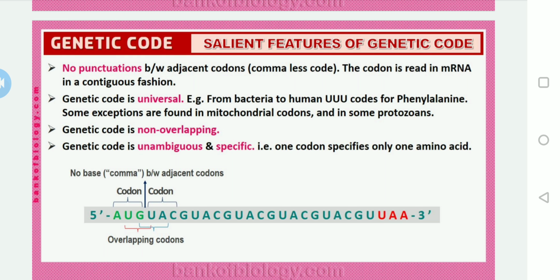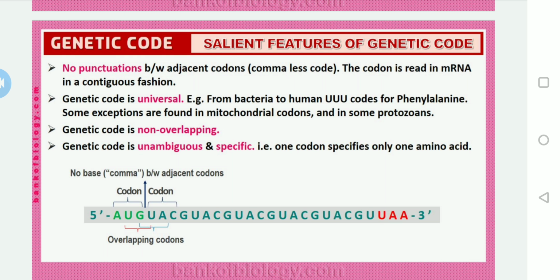And the next one is a very important one. The genetic code is universal. What is the meaning of this? The genetic code is common and found in all living organisms. If I take an example from bacteria to human, UUU is a codon that codes for the amino acid phenylalanine in all the organisms. Only some exceptions are found in mitochondrial codons and in some protozoans.